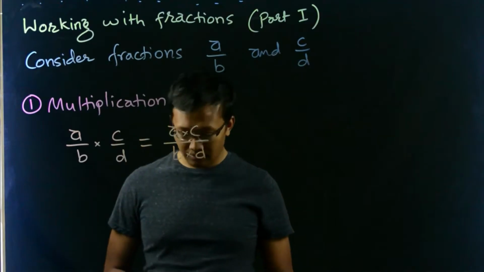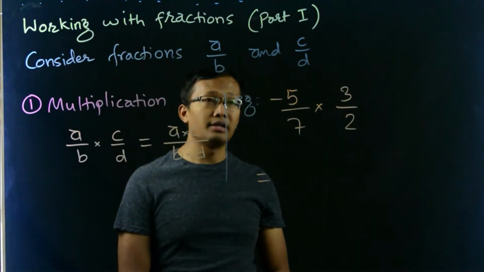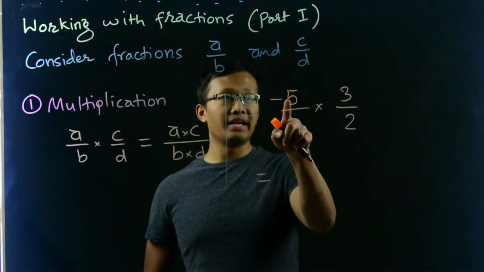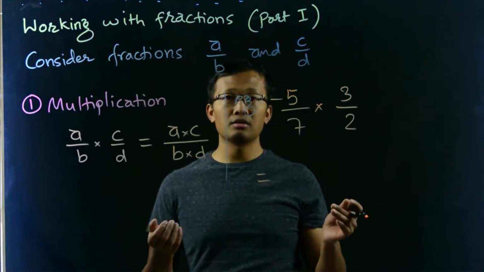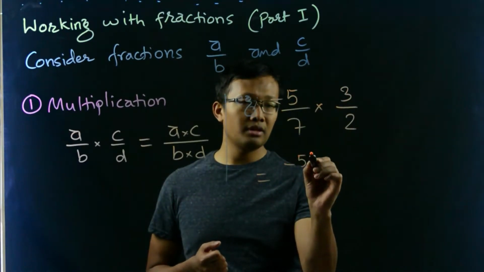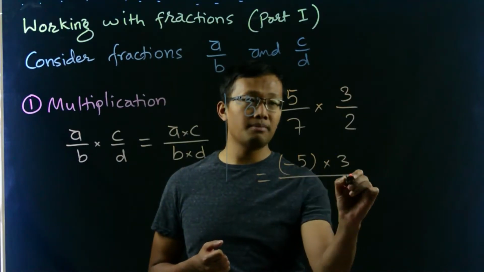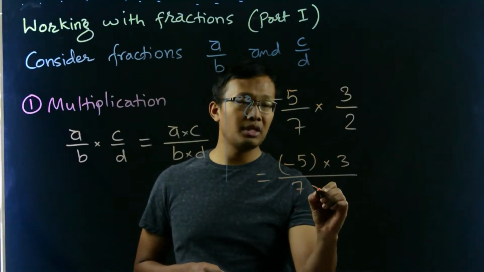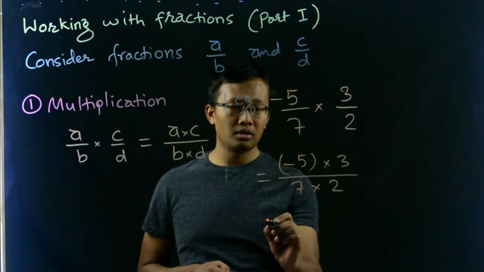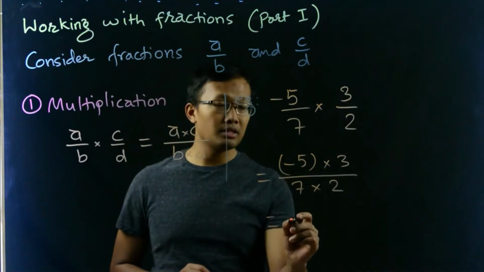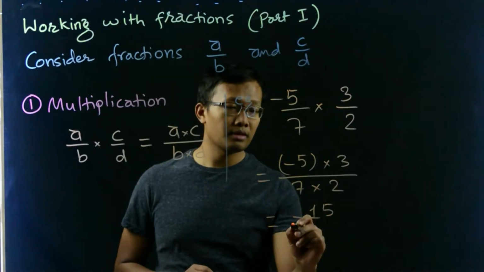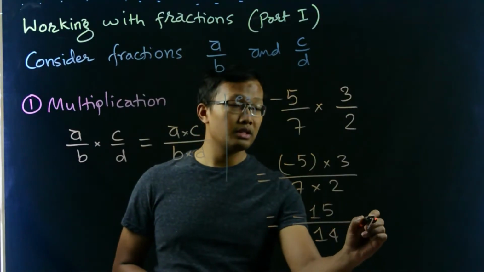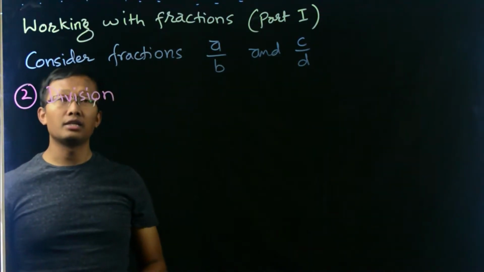Let's take an example. Consider two fractions, negative 5 over 7 times 3 over 2. Here negative 5 and 3, they are numerators, so let's multiply them. Negative 5 times 3 divided by 7 and 2, they are the denominators. Let's multiply them and put them in the denominator. Negative 5 times 3 is negative 15 divided by 7 times 2 is 14. So that's our answer.